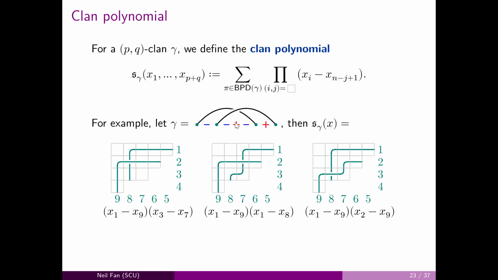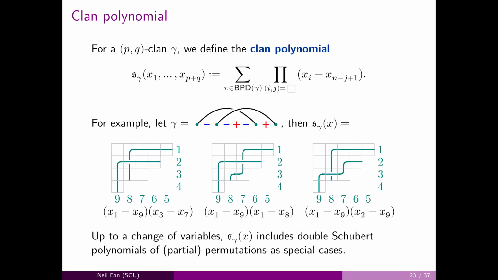For instance, for this clan, there are 3 BPD fragments, and this is the weight of the empty tile. For this empty tile, the weight is x1 minus x9, not y1, and this is x3 minus x7, and for this empty tile, the weight is x1 minus x8, etc. So the clan polynomial is the sum of these 3 polynomials.